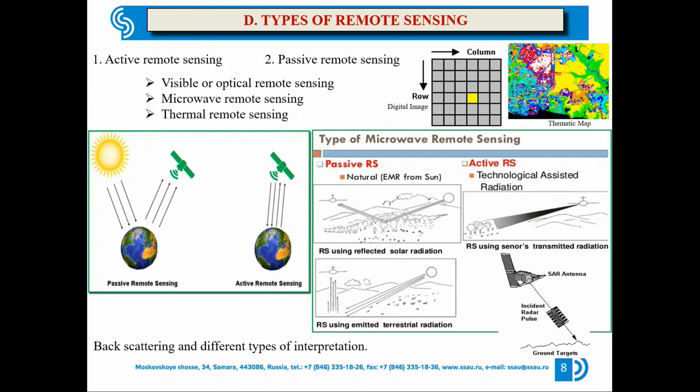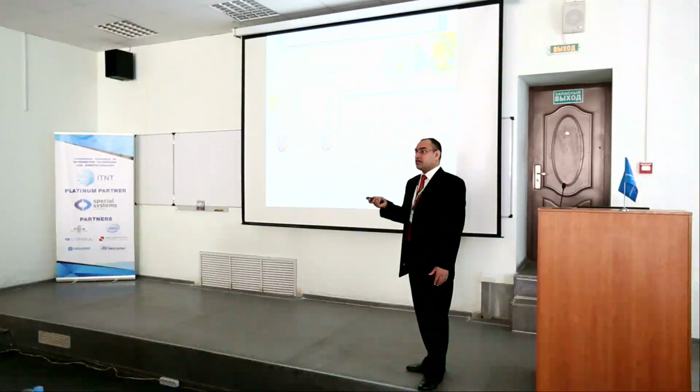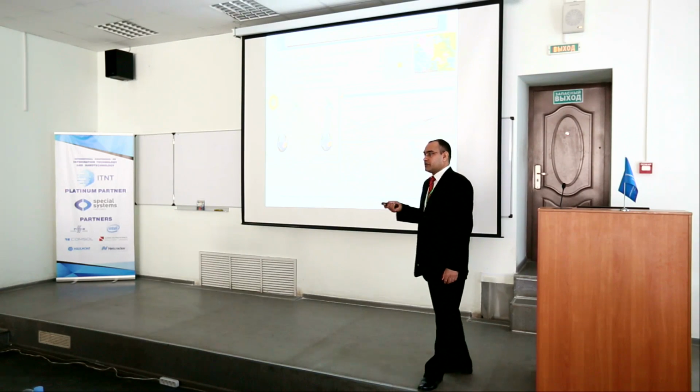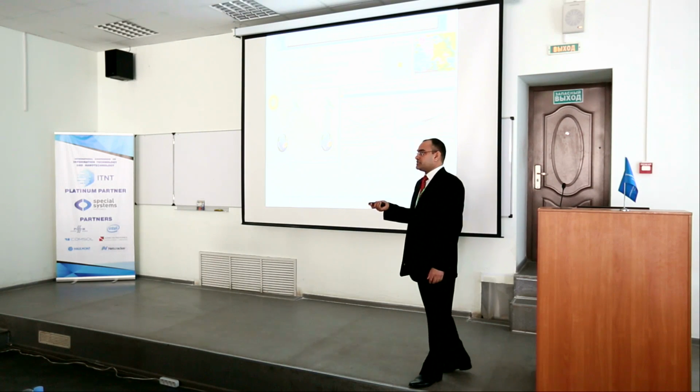Second, what part of the electromagnetic radiation are we using: visible, which is optical remote sensing. If we are using the microwave part, we call it microwave remote sensing, and also thermal remote sensing. One thing here: in microwave remote sensing, if the sun is the source of energy, it is passive microwave remote sensing, but if we have our own source, it is active remote sensing. The best example of active microwave remote sensing is radar. In radar we always use microwave data, and it is active remote sensing.